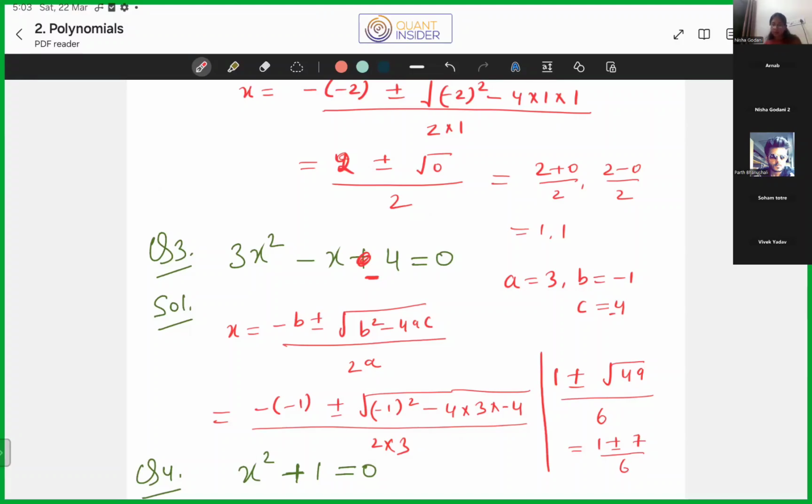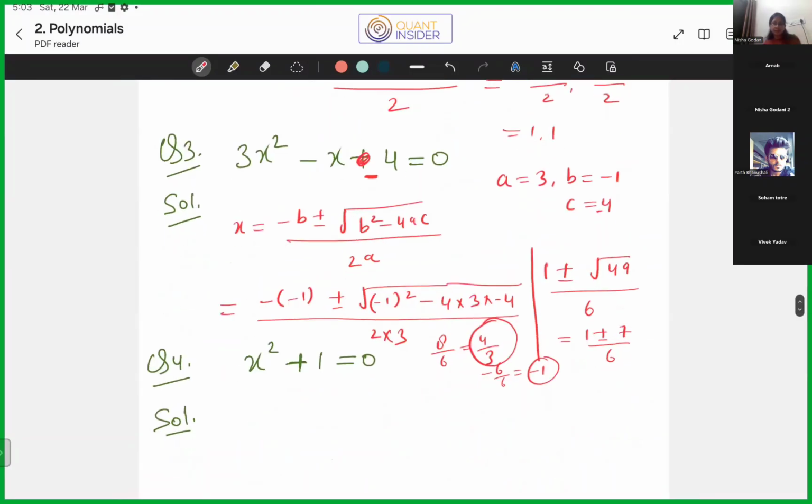8 by 6, good. And it will be minus 1. Mohit? 4 by 3 or minus 1, that's fine. Sohan? Yes. After taking the plus sign, it will be 8 by 6, which means 4 by 3. And when you take the minus sign, this will be minus 6 by 6, which means minus 1. So minus 1 and 4 by 3. These are the two roots. Good.